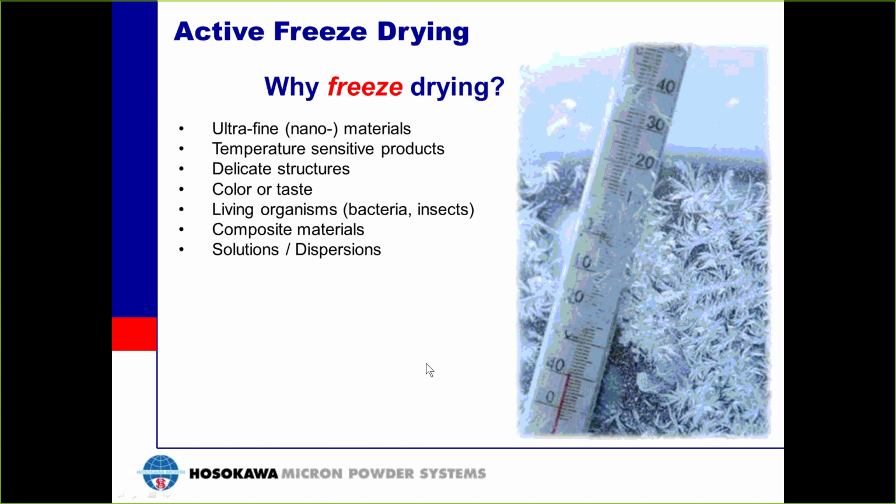So moving on to the last type of drying that we'll be discussing, active freeze drying. Active freeze drying is good for ultrafine and nano materials. It's good for temperature-sensitive products. It's good for delicate structures. It's good for things where you want to preserve the color and the taste in living organisms. Often, these types of materials you can't heat because you will destroy important properties. Composite materials are the same, and solutions and dispersions are also commonly freeze-dried.